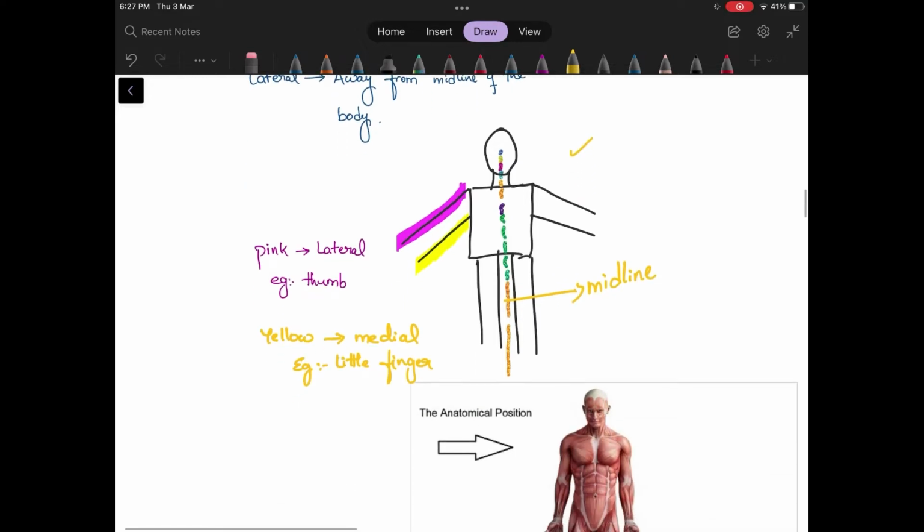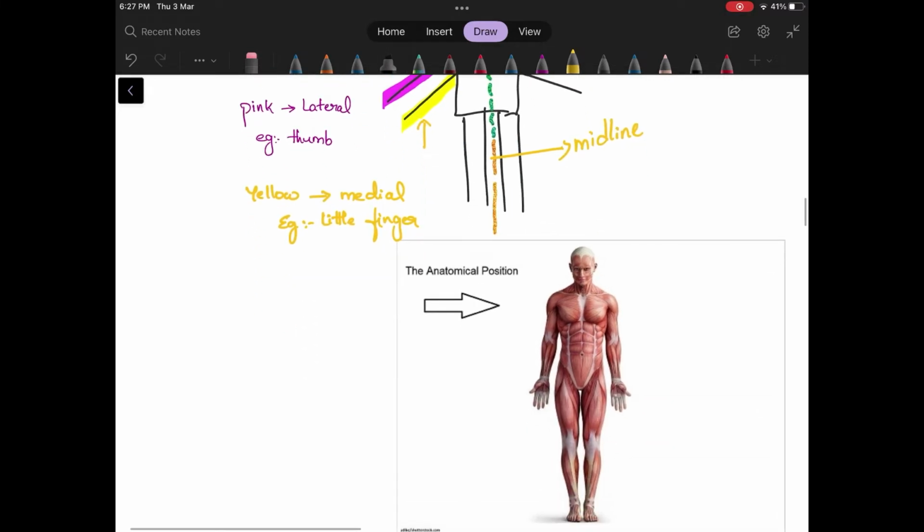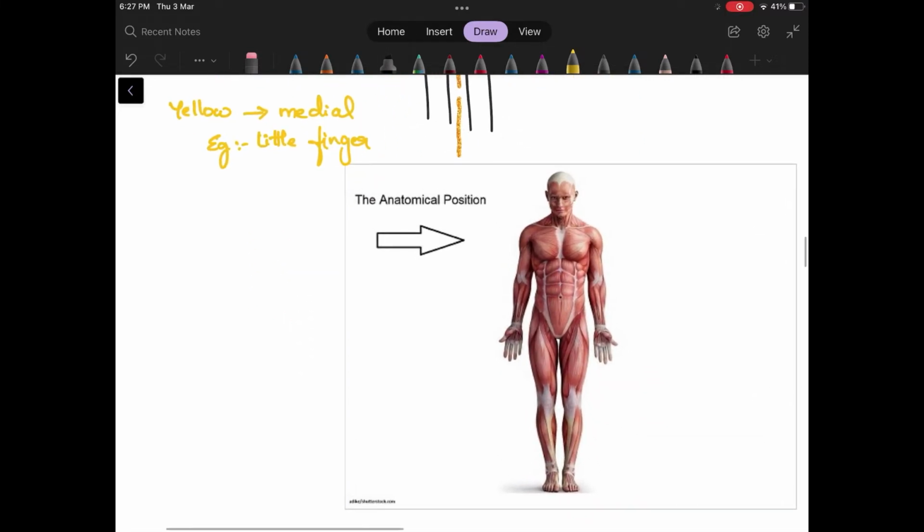For example, in the given diagram, the part highlighted in pink becomes the lateral part as it is away from the midline, and whatever part is highlighted in yellow becomes medial. If you consider this anatomical position, the thumb is away from the midline, so it becomes lateral to the body, whereas the little finger is near to the midline, so it becomes the medial side of the body.